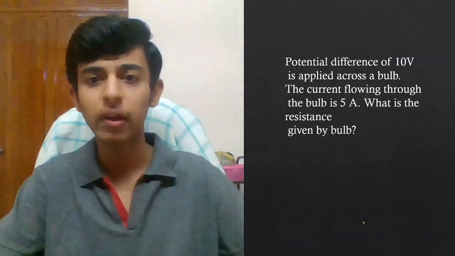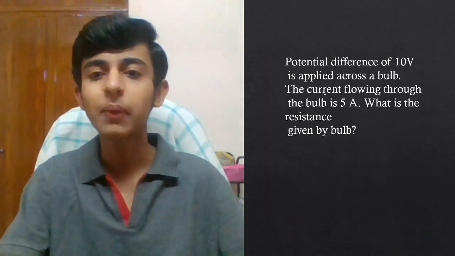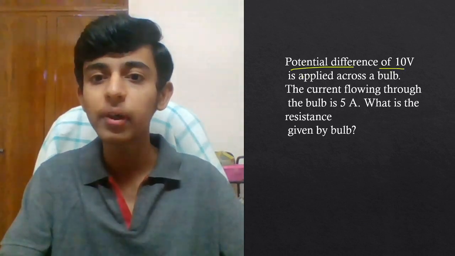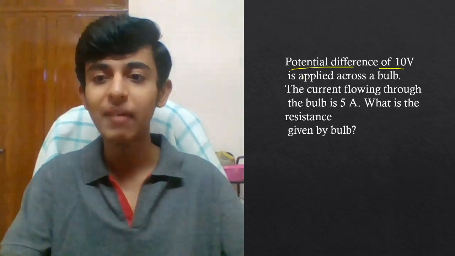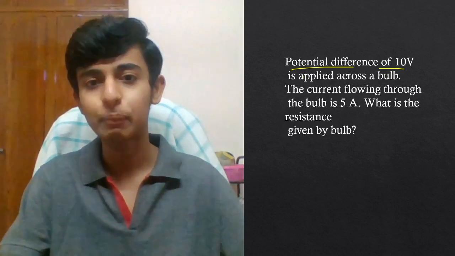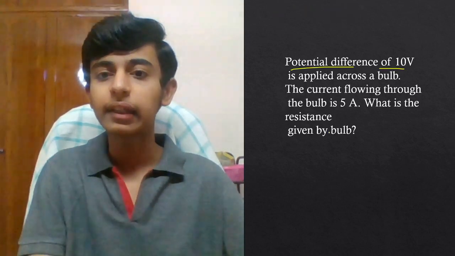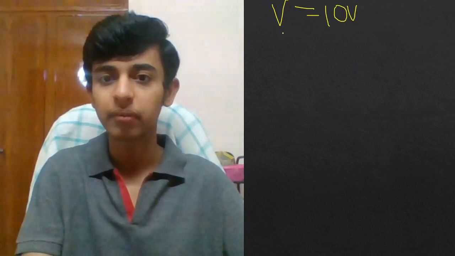Now let's solve some questions. First question is, a potential difference of 10 volt is applied across a bulb. The current flowing through the bulb is 5 amperes. What is the resistance given by the bulb? This is a very easy question. See, potential difference is given to you, 10 volt. Current is given to you, 5 ampere.